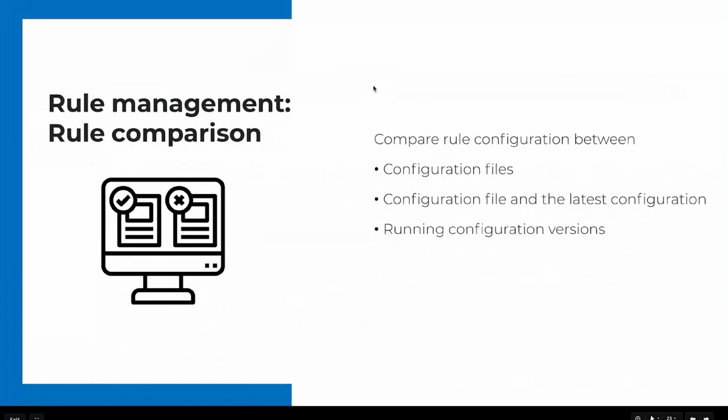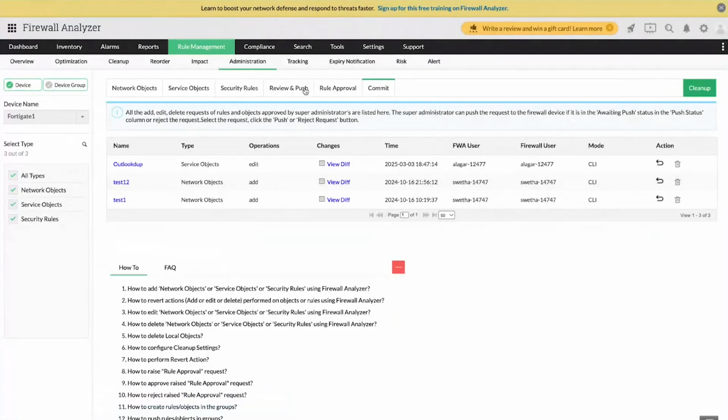Next we are going to look at a feature of the firewall analyzer that's called rule comparison. With this feature, Jim can easily pinpoint the changes that are made to the rule configuration, and he can arrive at this conclusion by comparing configuration files between any two running versions, or any two offline versions, or even between one offline file and the configuration file that is present in the running version. In the product, under the rule management section, you can see this under tracking.